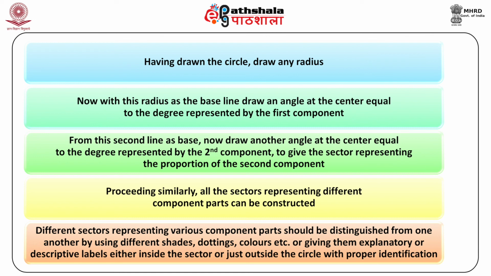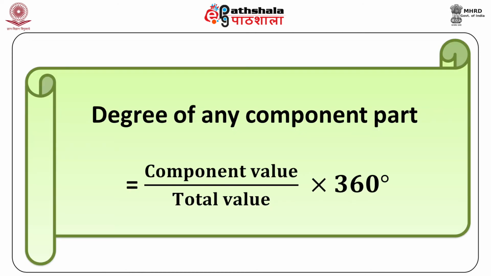Different sectors representing various component parts should be distinguished from one another by using different shades, dottings, colors, etc., or by giving them explanatory labels either inside the sector or just outside the circle with proper identification. The degree of any component part can be calculated as component value upon total value into 360 degrees.